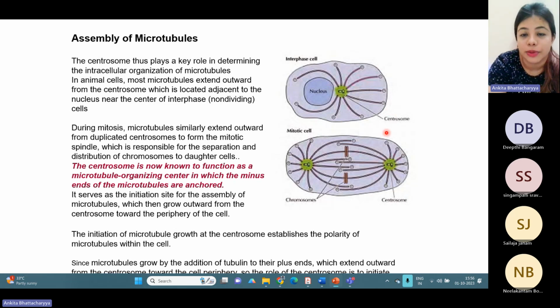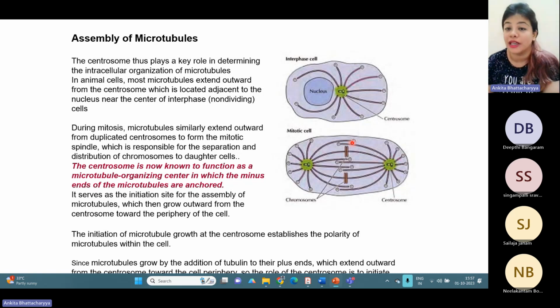Keep in mind that here you can see there's a difference in the orientation that is visible. During the process of mitosis, you can see microtubules extending outwards from the duplicated centrosome. This is a mitotic cell where a duplication has already occurred. And in such a cell, you can see that there are two centrosomes instead of one, because that will also get divided between the two daughter cells.